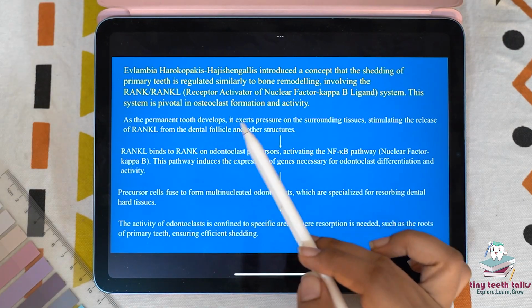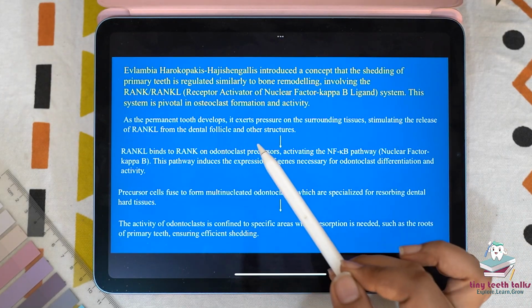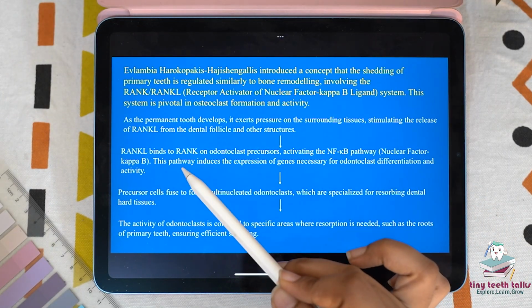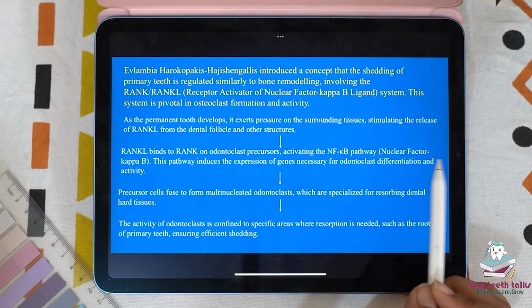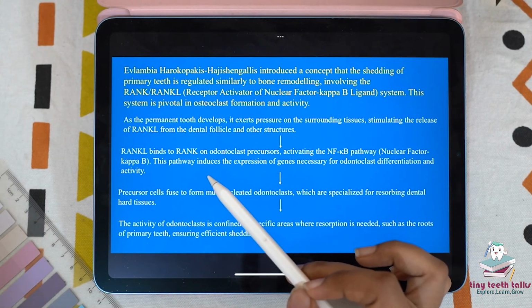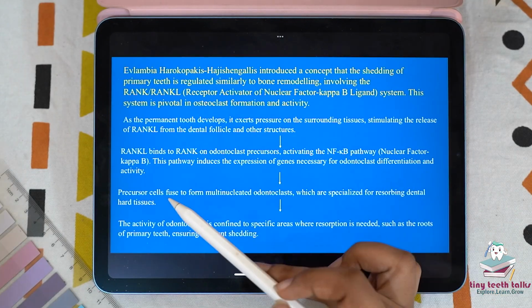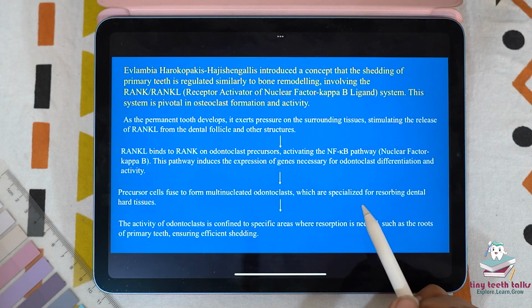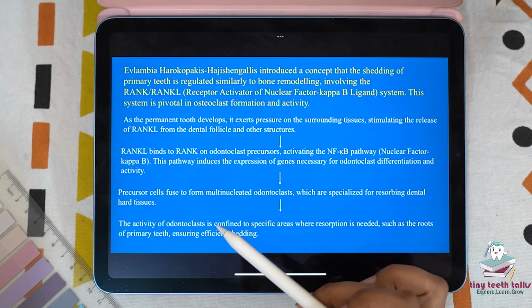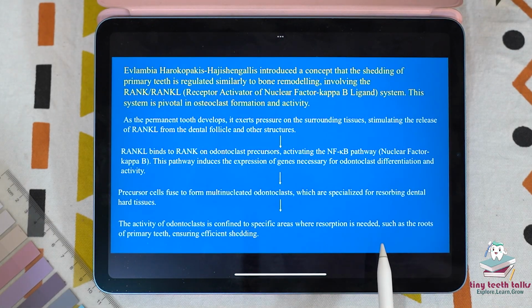As the permanent tooth develops, it exerts pressure on the surrounding tissue, stimulating the release of RANKL from the dental follicle and other structures. Now, this RANKL binds to the RANK on the odontoclast precursors, activating the NF-kB pathway, which is the nuclear factor kappa B pathway, and this pathway induces the expression of genes necessary for odontoclast differentiation and activity. These precursor cells fuse to form the multinucleated odontoclasts, which are specialized for resorbing dental hard tissue. The activity of the odontoclasts is confined to specific areas where resorption is needed, such as the roots of the primary teeth, ensuring efficient shedding.